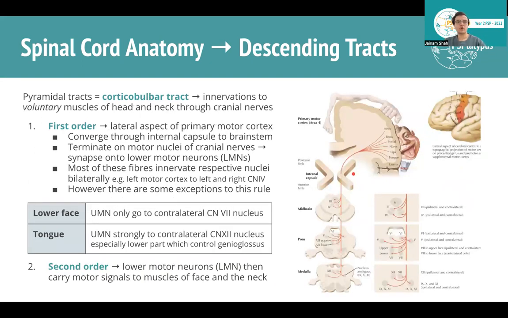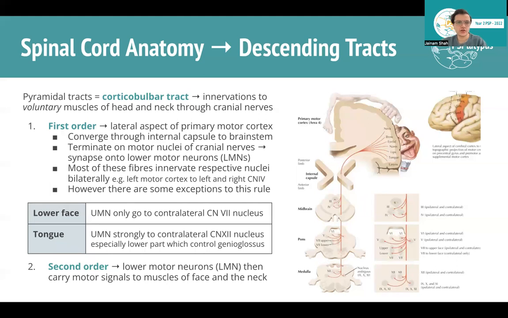The less important one is the corticobulbar tract, which is also a part of the pyramidal tract system, but this time it innervates voluntary muscles of the head and neck through the cranial nerves. Notice here that I haven't said anything about ipsilateral, contralateral, and I'll get into the reason why. But again, once you cover cranial nerves, you'll understand some of the clinical picture that you can see if someone has damage to the corticobulbar tract. But for now, I just want to cover the basic anatomy.